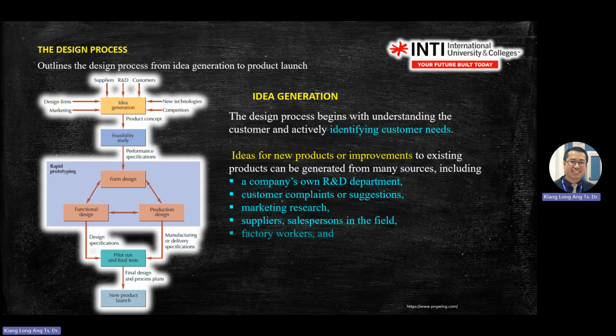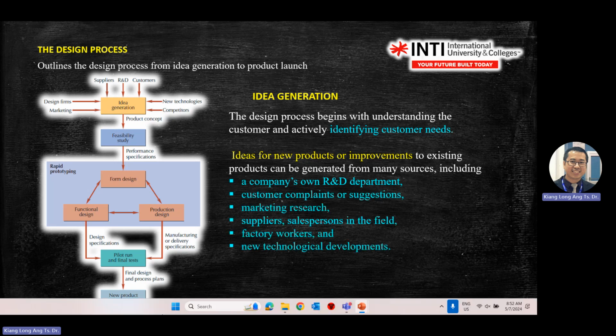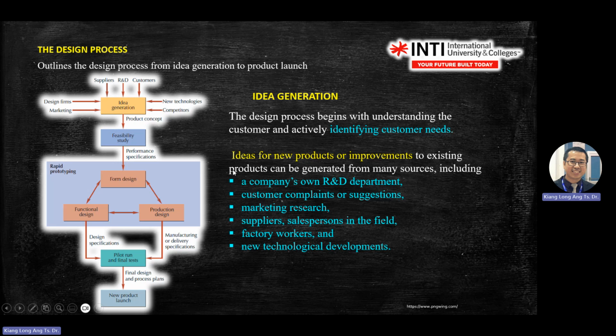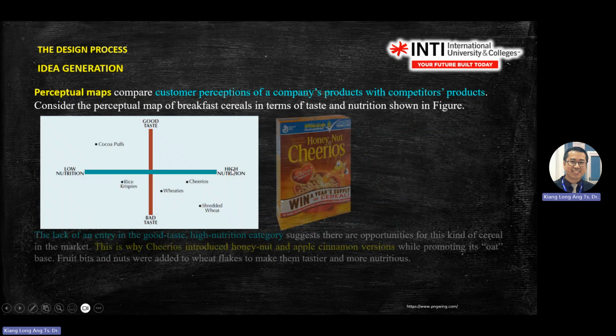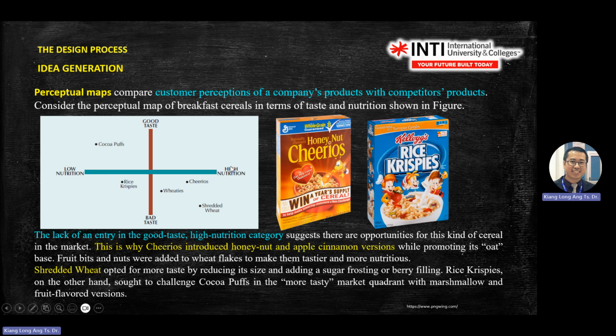Okay, so there is a lot of info in my slides. I already explained, so for the detailed ones, you read through the slides. Okay, so what is idea generation? During idea generation, for example, this company comes up with a perception map. They do research, for example, this cereals company. They do analysis on the competitors. They come up with two parameters: nutrition and taste.